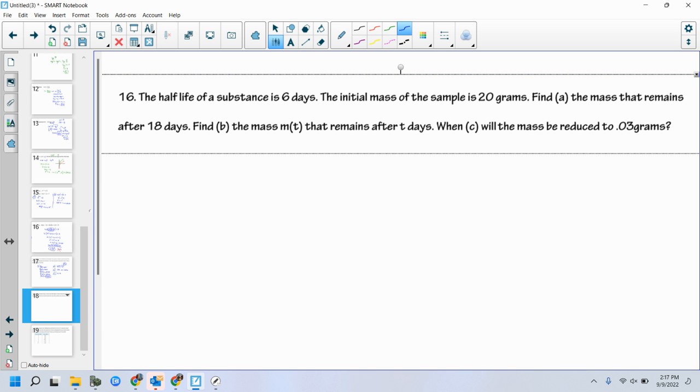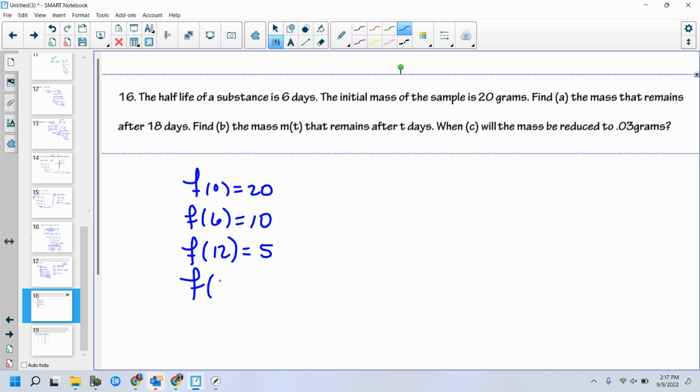All right, let's take a look at number 16, which again is noted as number 17 in my binder. All right, half-life. The initial mass is 20 grams. So that means F of 0 is 20, with a half-life of 6 days. So F of 6 is 10. F of 12 is 5. F of 18 is 2.5 grams. That's part A. Part B, so that's M of T. I guess I should have written it as M of T, but you get the idea.